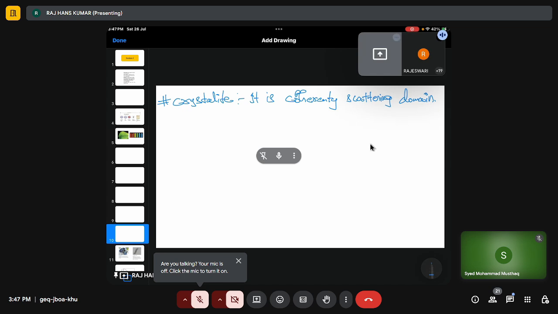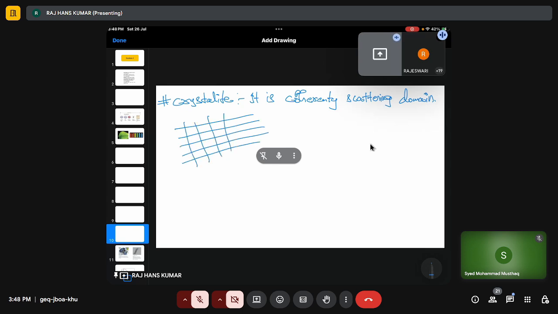So coming to crystallite, what do you mean by crystallite? Crystallite is nothing but a coherently scattering domain. That means the plane should be perfect, and the atoms should be perfectly aligned, then only you call it a periodic arrangement. If there is no periodic arrangement, then we cannot call it a grain.